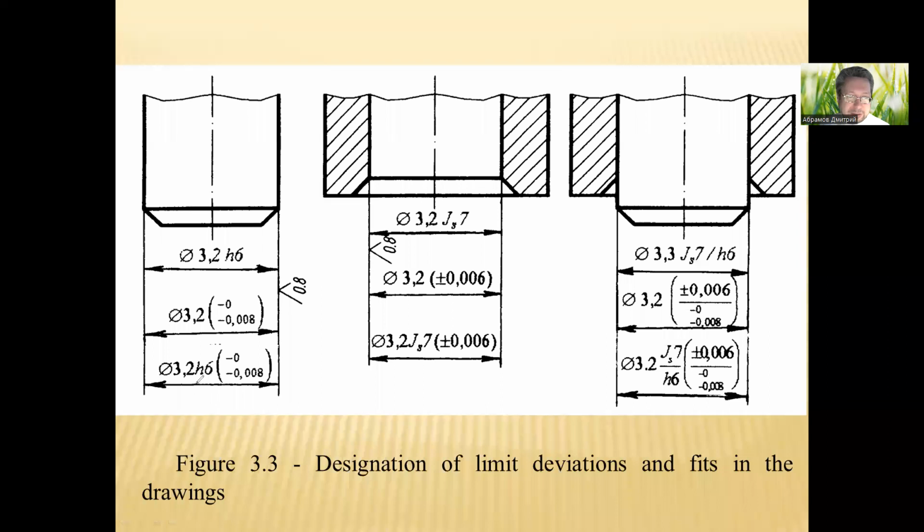First type with fundamental deviation, IT grade, and upper limit deviation and lower limit deviation. Second type, only nominal diameter and upper limit deviation and lower limit deviation of the shaft. And third variant, only nominal diameter and only fundamental deviation and IT grades. The same types for the hole too. The same designation of limit deviations and fits in the drawings.